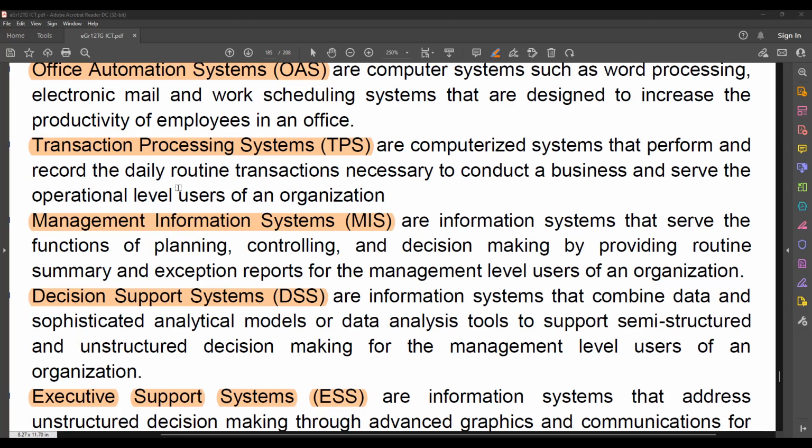Then the third one, we have management information system, which actually supports management level users. Managers are the ones who actually plan things, control things, and then based on the information, they are going to make decisions, right? So this information system which supports management level, we know as management information system.